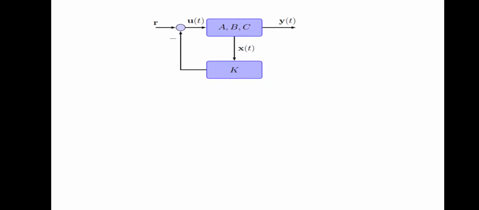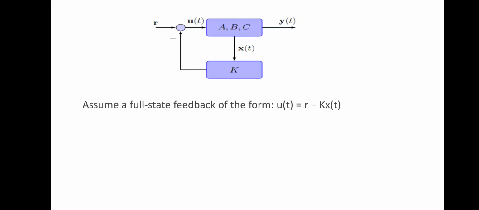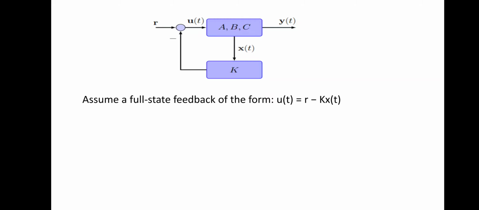Consider this block diagram. In this, the block A B C is the system represented by the state model, u of t is the input to the system, y of t is the output of the system, x of t represents the state vector of the system, and K is the state feedback gain matrix. Assume full state feedback of the form u of t equal to r minus K x of t.